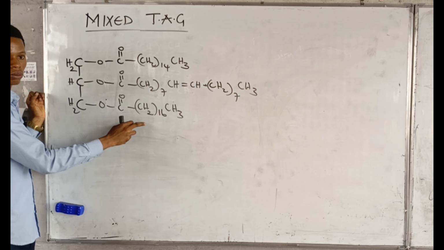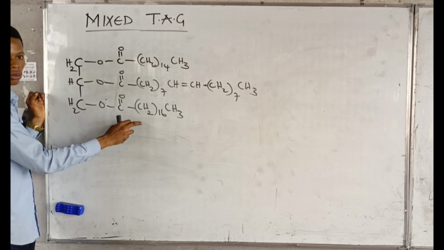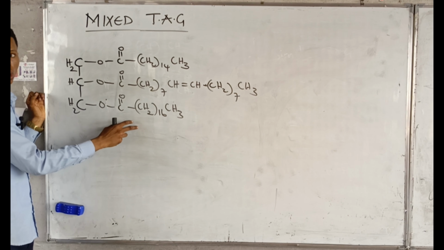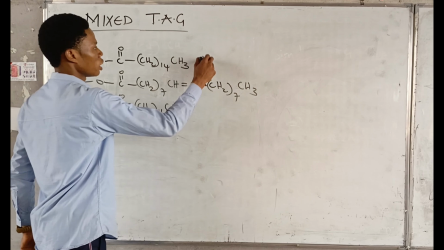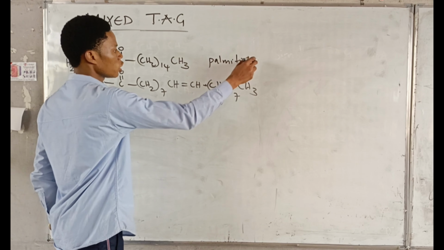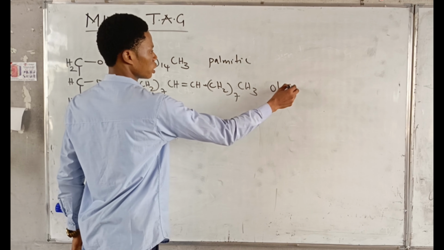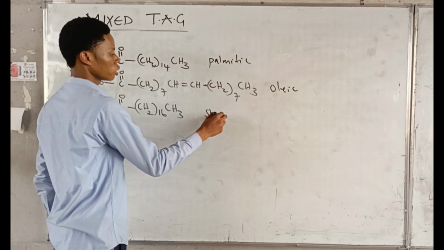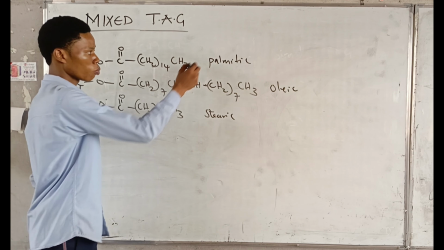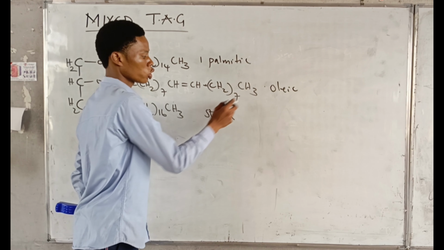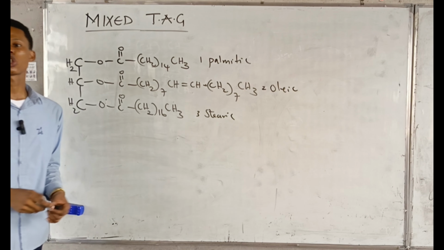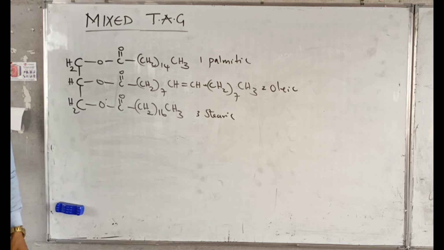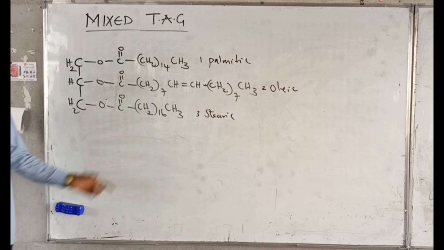Oleic acid. And this is what? 18 carbons. So it's what? Stearic acid, right? Now you already know that this one is palmitic, this one is oleic, this one is stearic. You take note of the position. This one is on position 1, this one is on position 2, this one is on position 3, right? Good. Now, just like your IUPAC nomenclature, you name it alphabetically. So which one should we start with here?